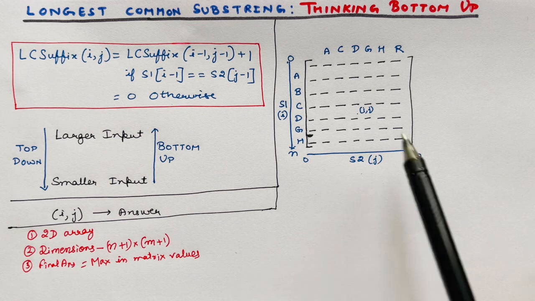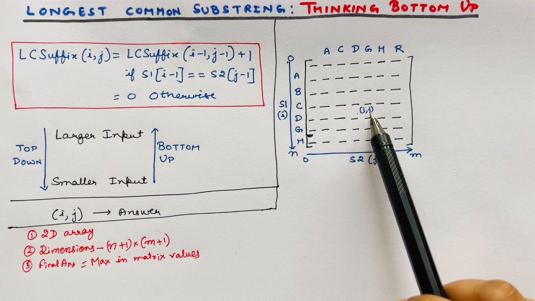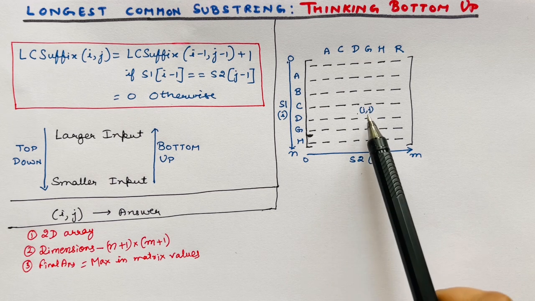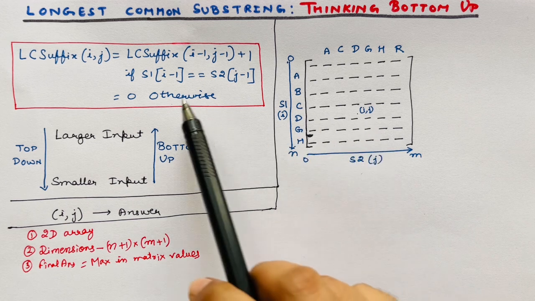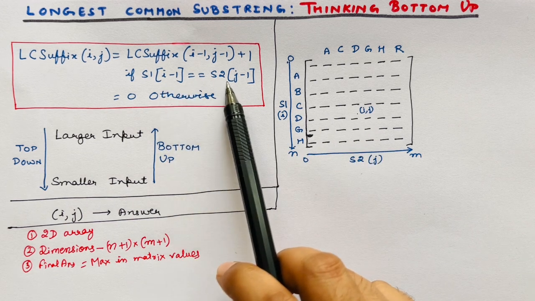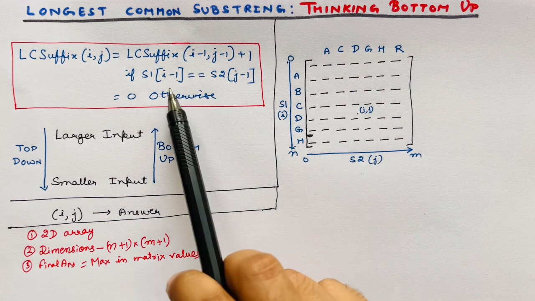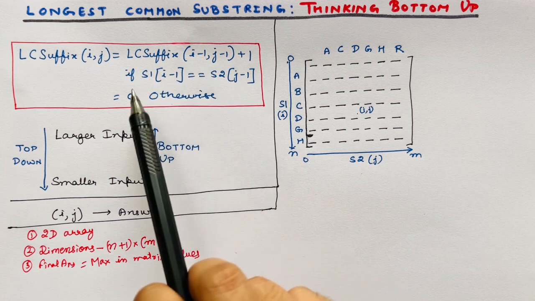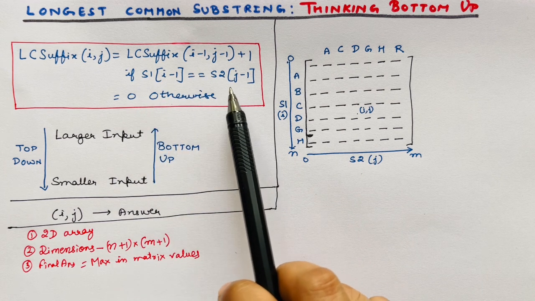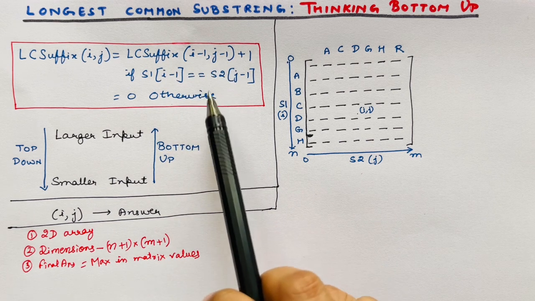So now how do we fill this matrix? How do we fill the value at any position i, j? We know that to fill the value at any position i, j, we need to first check if the last characters in the two strings are equal. Since we have i and j, it is very easy for us to check that. Now let's say they are equal. Then what should we do? Then we should look for the answer for i minus 1 and j minus 1.